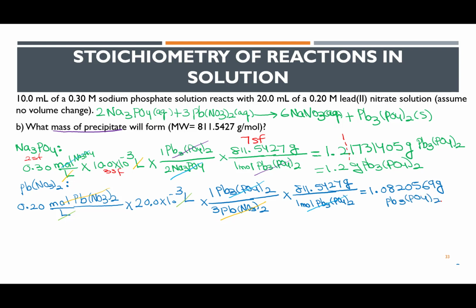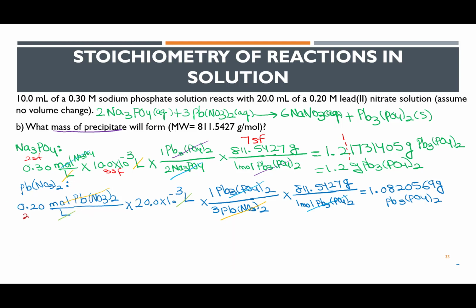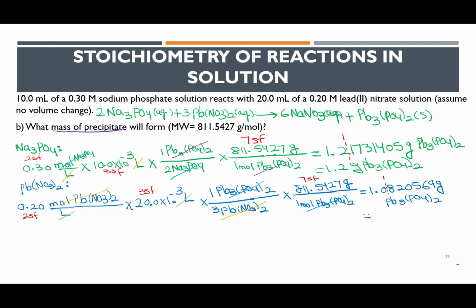Okay, and we have to take care of the sig figs. This number is 2 sig figs. This number is 3 sig figs. And 811.5427 is 7 sig figs. Then, we go by 2. Okay, therefore the mass of lead 2 phosphate here is going to be 1.1 gram.